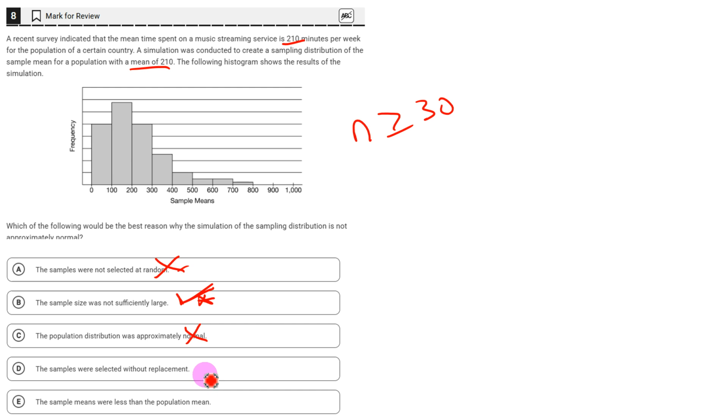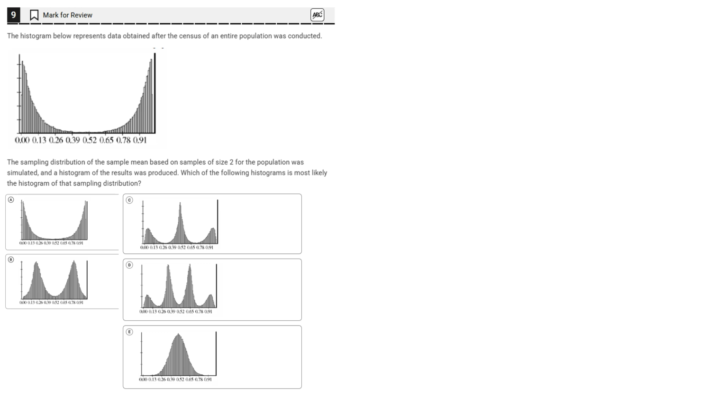The samples were selected without replacement. That has nothing to do with this. The sample means were less than the population mean. That, again, has nothing to do with it. So when you see skewed data from a sampling distribution, it means your sample size was not enough. Okay.